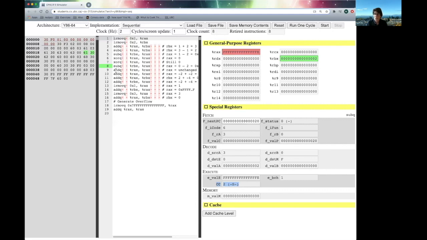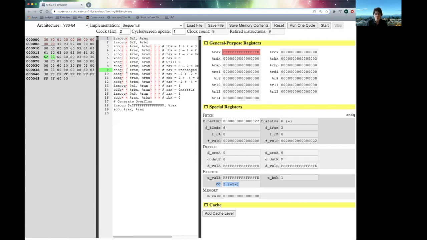Let's try the other logical operation, AND Q. If I take the contents of RAX and I AND it with itself, what happens? Well, an AND says only put a 1 if both bits are a 1. So that's going to preserve the value in RAX.